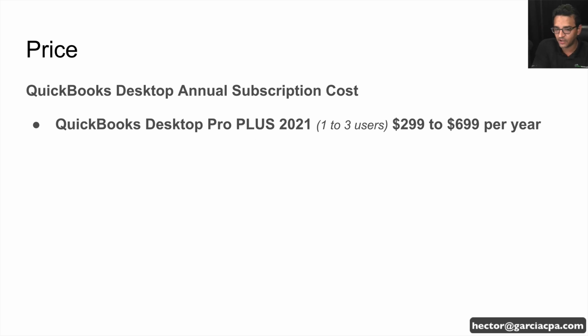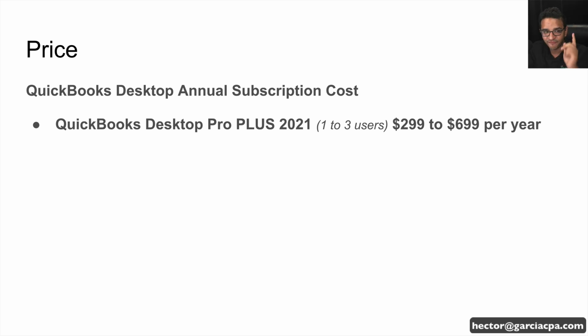Now, the solution to this 3-year unsupported issue for QuickBooks is they're now offering an annual subscription to the QuickBooks Desktop software. This is not on the cloud. This is an annual subscription to desktop-based software. The functionality is the same. It's installed on your computer. All the restrictions of having QuickBooks physically installed on your computer are the same, but instead they charge per year. So QuickBooks Desktop Pro Plus starts at $299 per year for 1 user, all the way to $699 per year for 3 users.